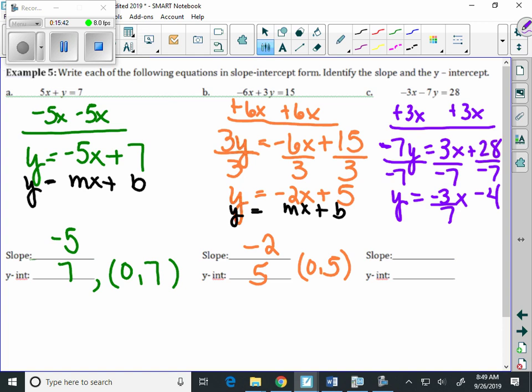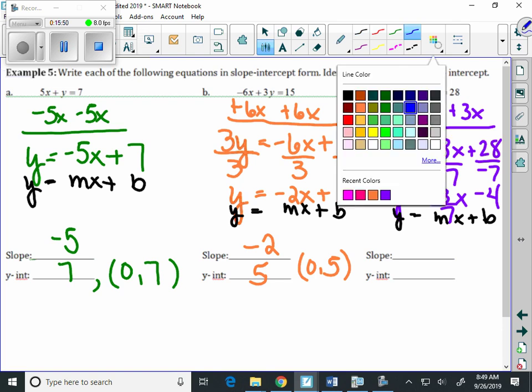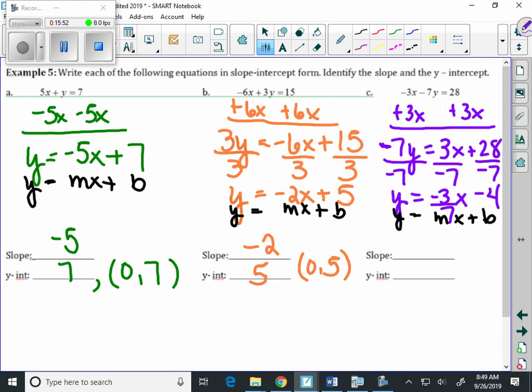Do you need to write the equation, or do you know it already? Because this is y equals mx plus b. So when we identify, our slope is the number in front of the x when we solve for y. It's negative 3/7. The y-intercept is negative 4, which is (0, -4).